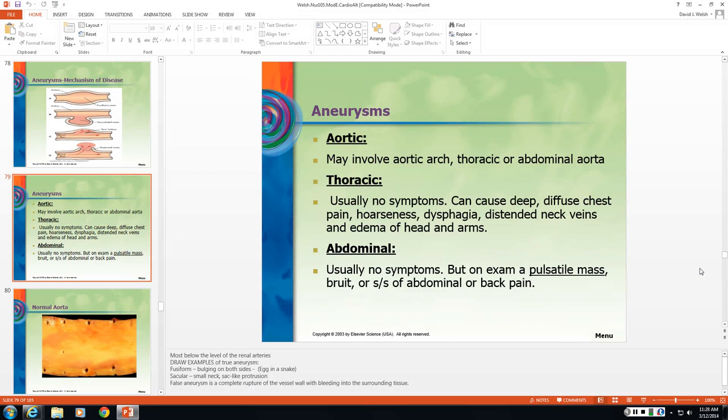thoracic or abdominal aorta. Now, the thoracic usually has no symptoms, but can cause deep, diffuse chest pain, hoarseness, dysphagia, distended neck veins, and edema of the head and arms. Abdominal usually has no signs or symptoms, but on exam there's usually a pulsatile mass, bruit, on the abdomen. They also could have signs and symptoms of abdominal or back pain.